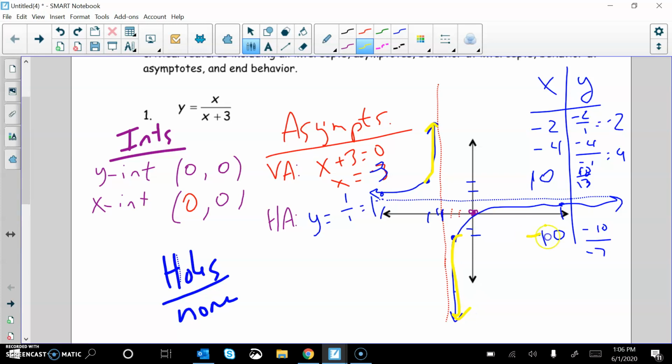But if you just plug in a few key points, you will see what's happening and which way the graph is approaching it. Any other points are up to you. The main thing are intercepts and asymptotes. Holes, you'll see next time.